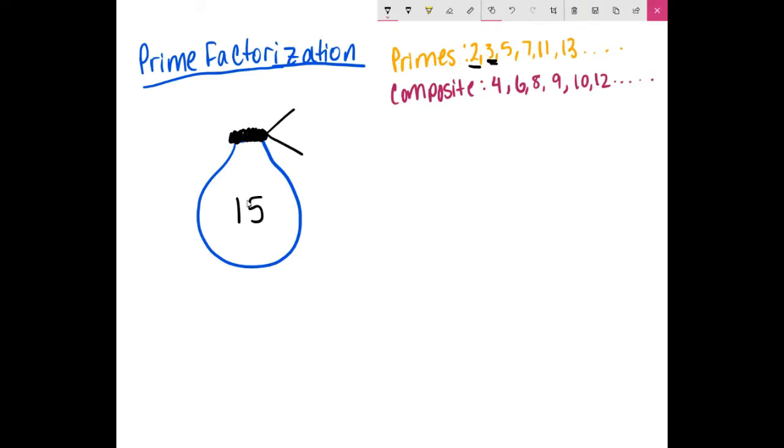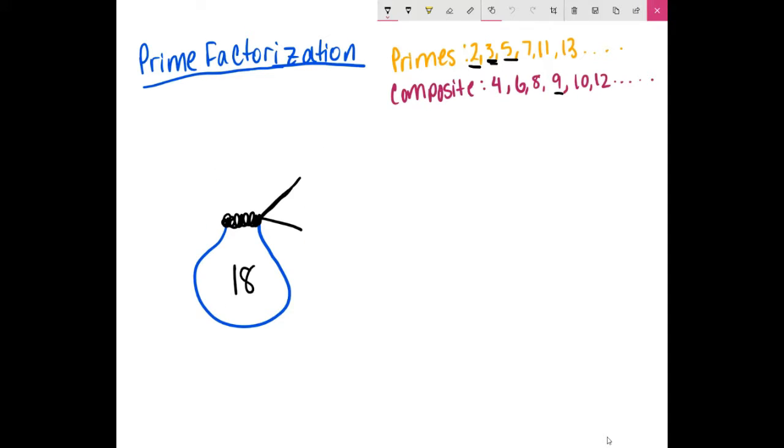15 is also odd. Let's divide that by 3. 15 divided by 3 is 5, and 3 times 5 is 15. 3 and 5 are on the prime list, so we're able to untie the bag and enter Gymnasium.